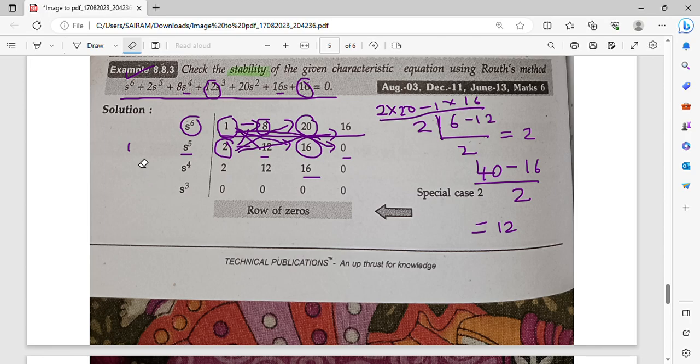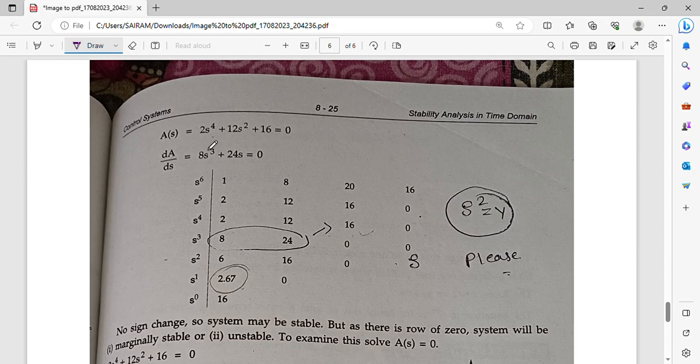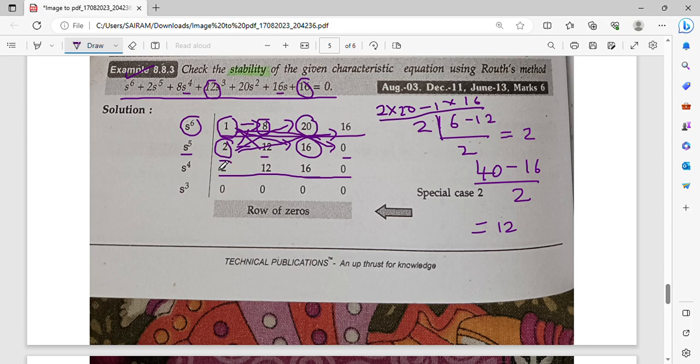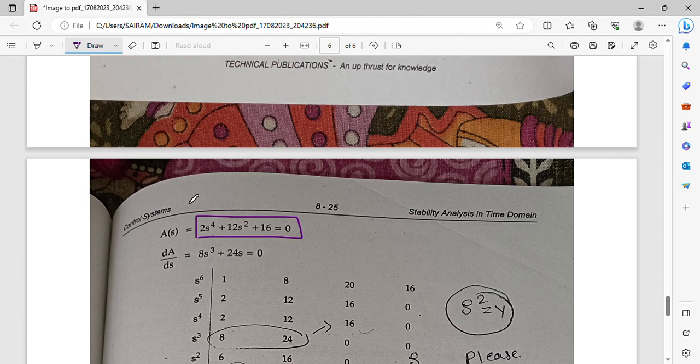And then next, suppose we consider this row first. Considering this row, you write it like this. So it is nothing but 2A of s is equal to, considering this row, this is s to the power of 4 value, this is s square value and this is a simple numerical value, right? Correct? So s power 4 is 2, the next successor is s square, and the next is just a number, without any s. So that is why it is 2s to the power of 4 plus 12s square plus 16 is equal to 0.